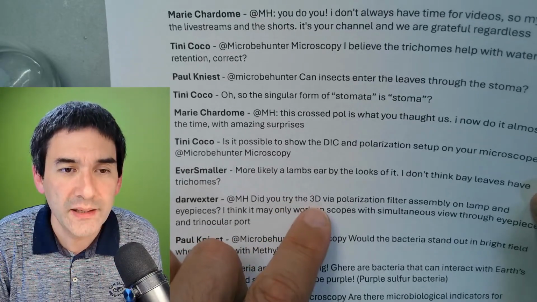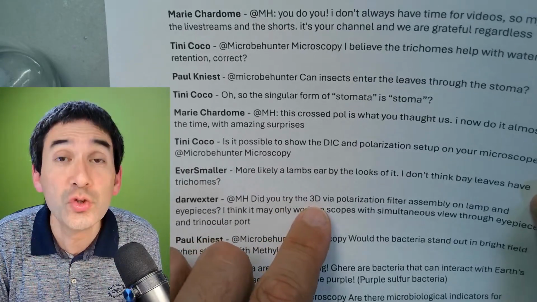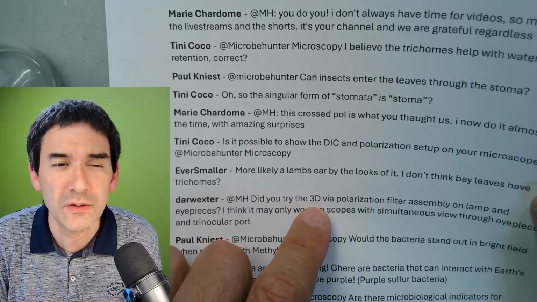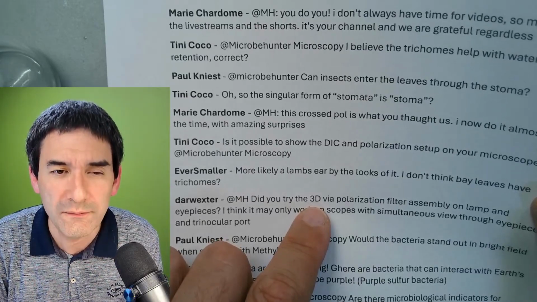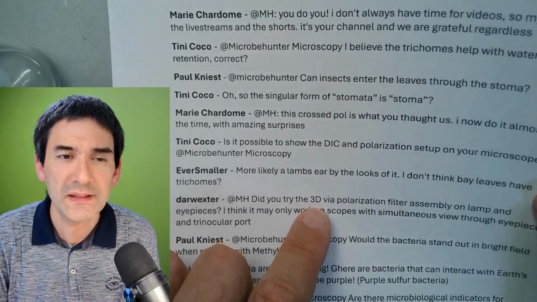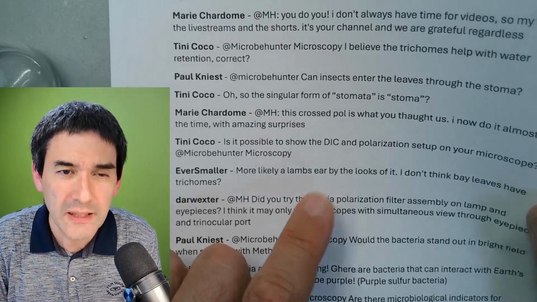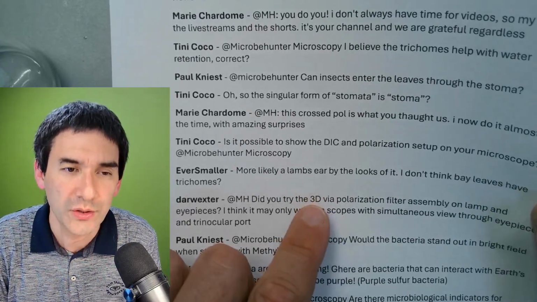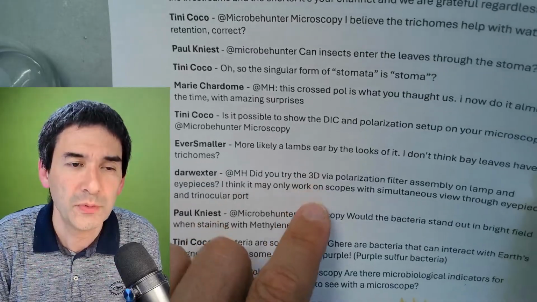Yeah, I tried that, the 3D wire polarization using my other microscope. I did not get a very strong effect, I have to admit. Could be that the sample was not suitable, but I'm still working on it. I'm still optimizing it.